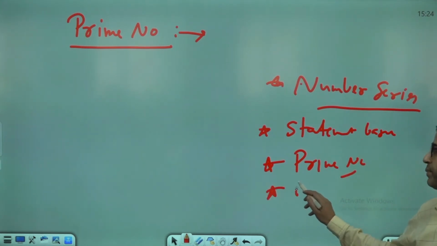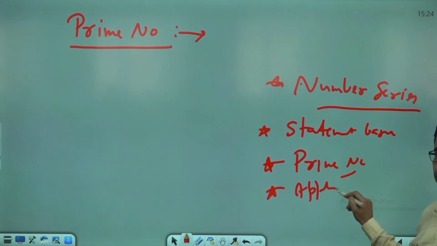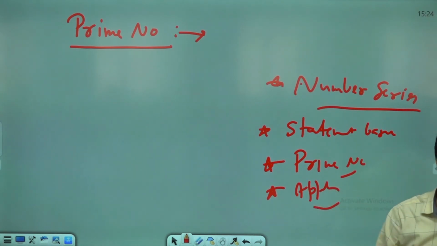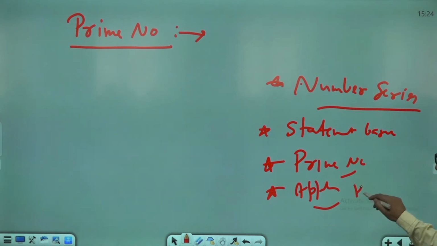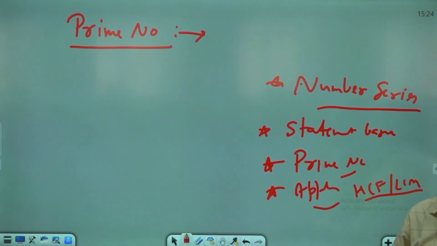Next is the application of prime number, especially in the topic HCF and LCM. जो हम HCF और LCM वाला टॉपिक करेंगे, we will use this prime number there. वहां पे यूज होगा prime number.